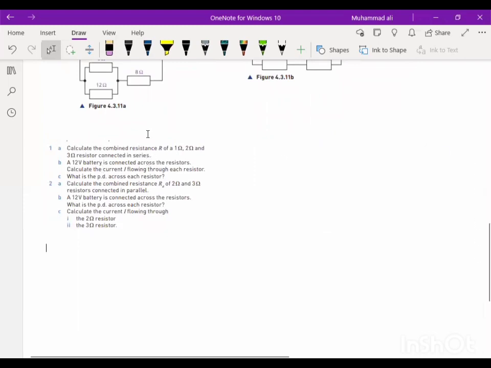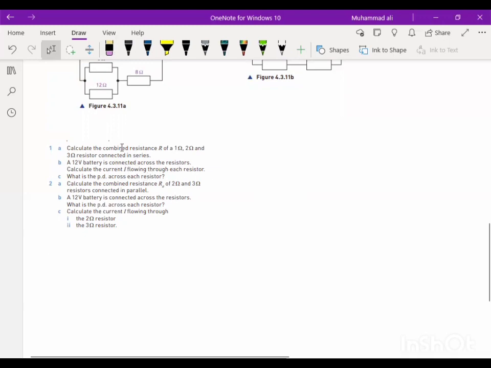Now, for example, calculate the combined resistance R of a 1 ohm, 2 ohm, and 3 ohm resistor connected in series. Because all of them are connected in series, we simply add them: 1 plus 2 plus 3 is 6. Then a 12-volt battery is connected across the resistors. Calculate the current I flowing through each resistor.